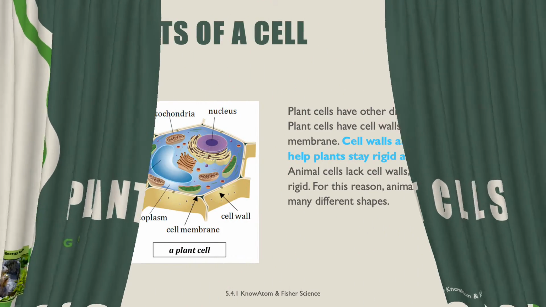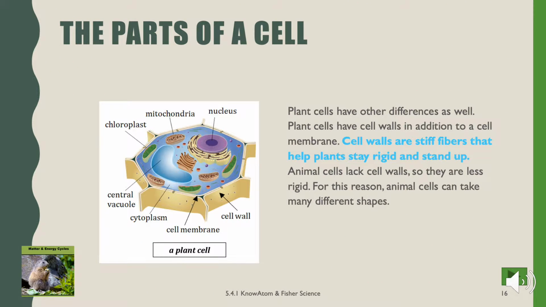So now we're going to talk about the differences between a plant cell and an animal cell. One of the main differences is that cell wall. It helps keep the structure of the plant cell, whereas the animal cell will be more flexible since it just has a cell membrane. The animal cells, like I said, are going to lack the cell walls. Plant cells have these cell walls, which is one of the main differences.